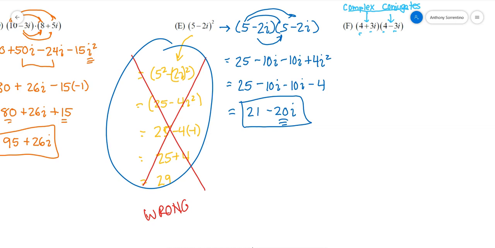Complex conjugates have a very special relationship when I multiply them together. So let's see what that relationship is. I'm going to do the foiling like I did before. 4 times 4 is 16. 4 times a minus 3i is going to be a minus 12i.